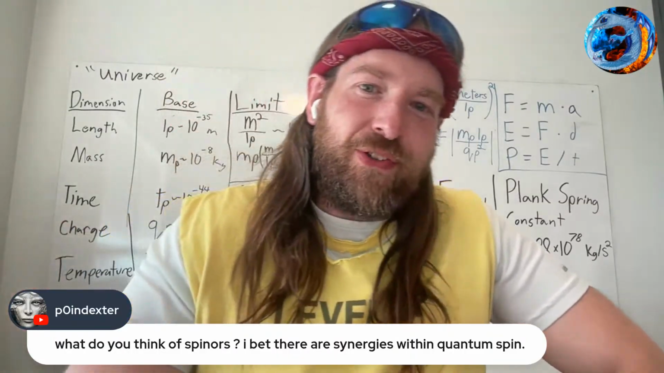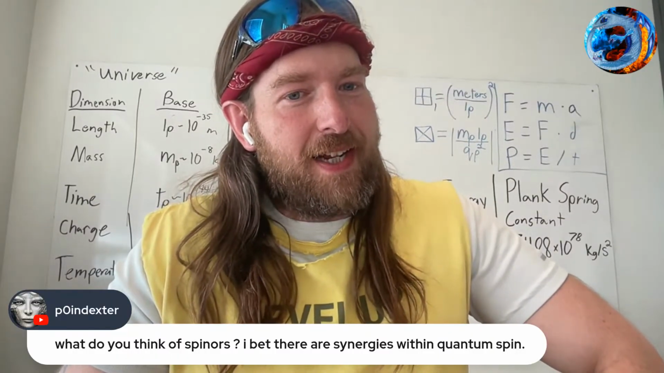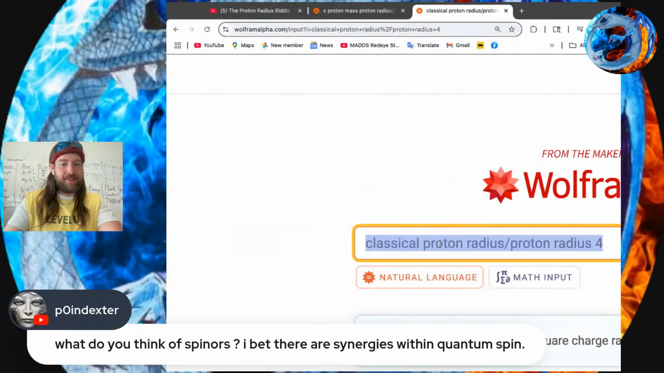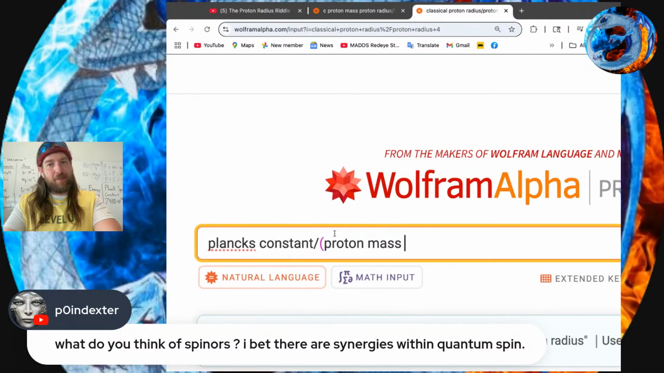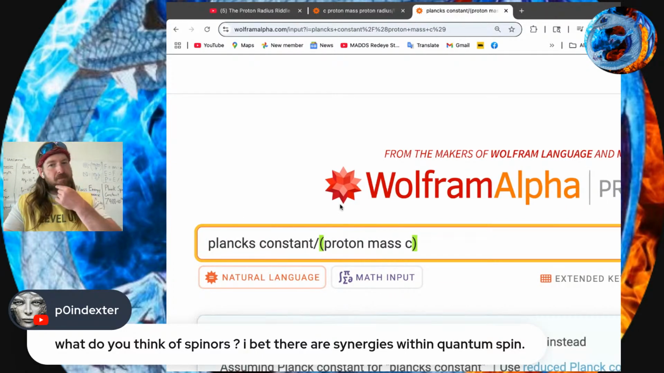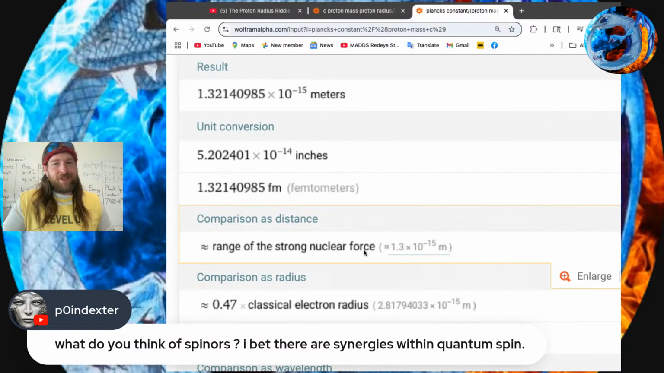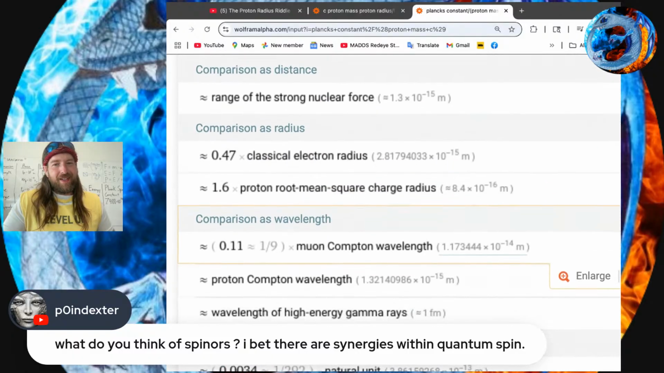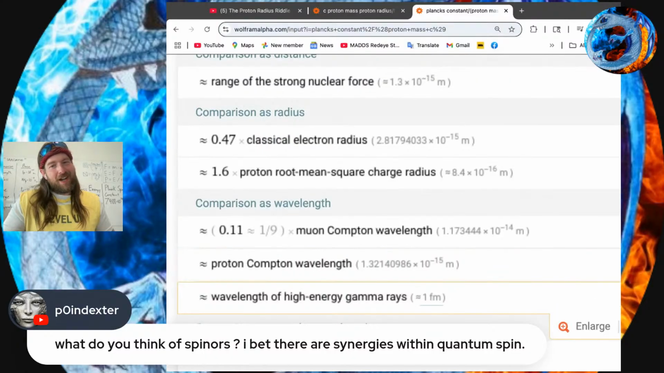Because my initial thought was one of the ways that you get the Compton wavelength for things is you just take Planck's constant. So not the reduced one, just the full one. And then you enter a mass here. So we can do like the proton mass, because in Wolfram Alpha we can just use natural language, and then you multiply it by the speed of light, c. Okay. And that will give us basically the range of the strong nuclear force, and basically the proton's Compton wavelength there.